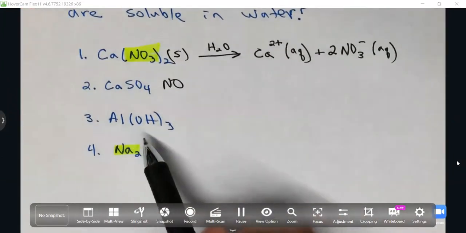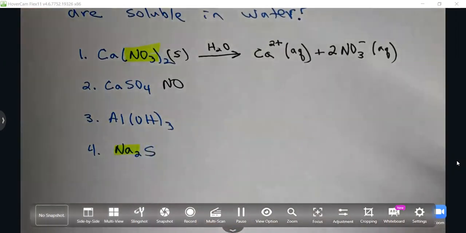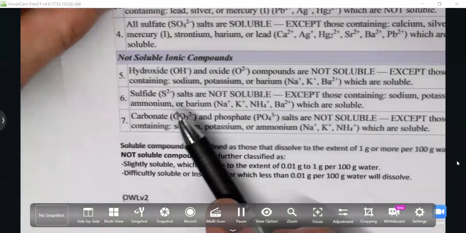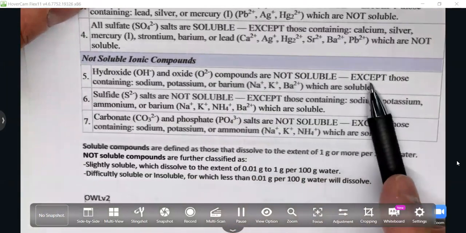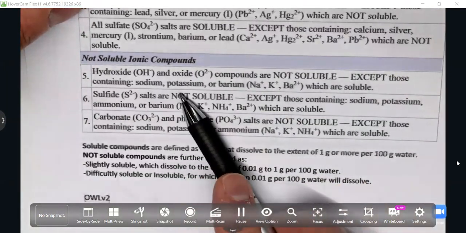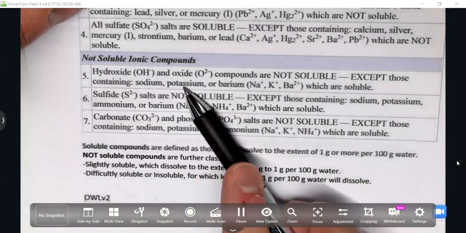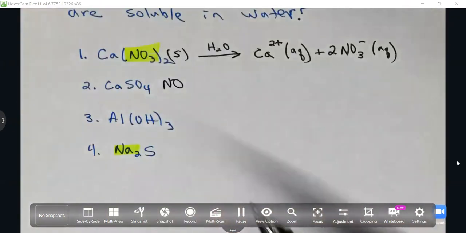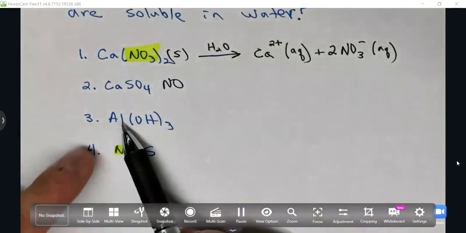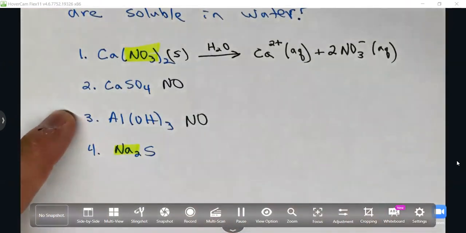Aluminum hydroxide. There are specific hydroxides here. Hydroxides and oxide compounds are not soluble except those containing sodium, potassium, and lithium as well, group 1. Group 1 compounds are going to be soluble. But this is not a group 1 sodium or potassium, so the answer to this is no.